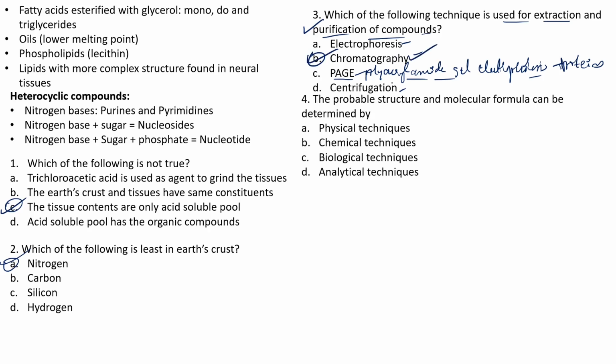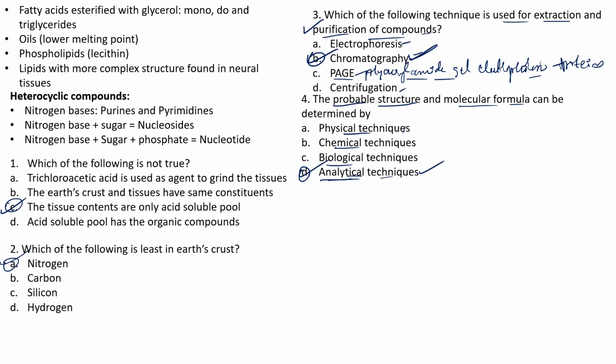Now, the next question. The probable structure and molecular formula can be determined by physical techniques, chemical techniques, biological techniques, analytical techniques. If you look into the previous question, we mentioned that chromatography is mainly used for extraction and purification. Now chromatography is an example of analytical techniques. The name itself indicates analysis, and analysis is mainly used for determining the empirical structure, empirical formula and molecular formula of the particular substance that we are interested in. Hence the right answer here is D, analytical techniques.